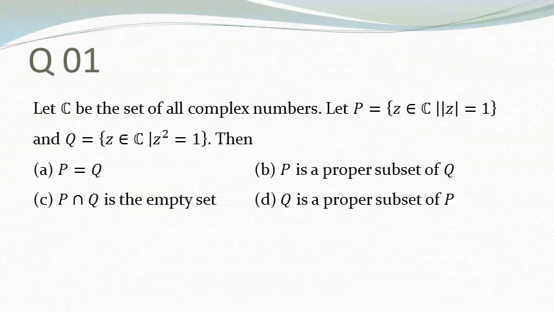Take a moment to read the question. So C is the set of all complex numbers. The sets P and Q are given to us and we have to find out which among the given options is correct. How do we do this question?